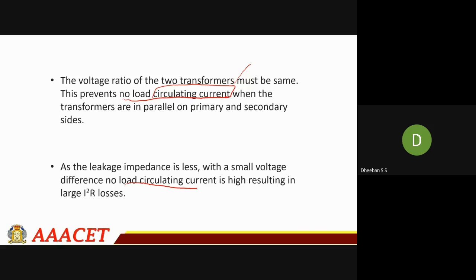So this is another thing: you have to maintain your leakage impedance at a very low value. So this is what we have with respect to the three phase transformer. Thank you.